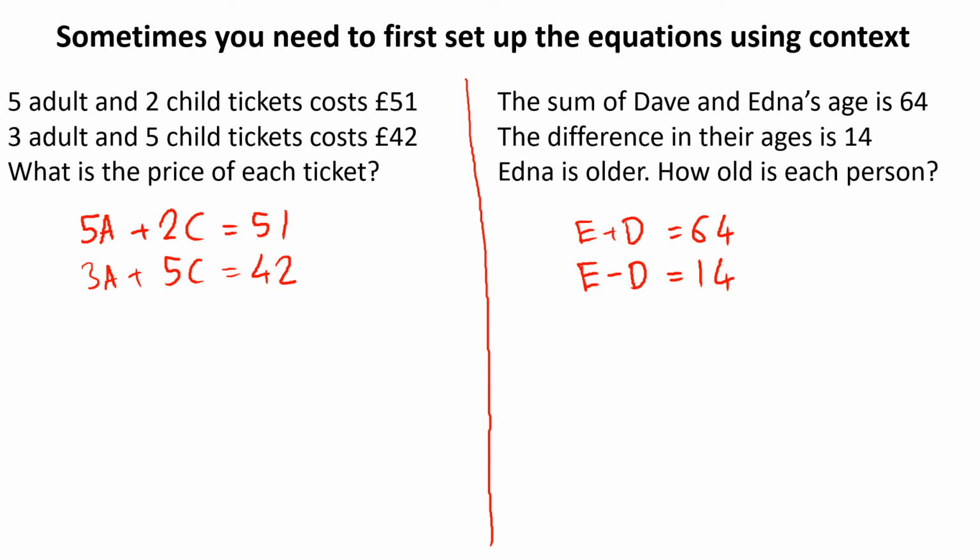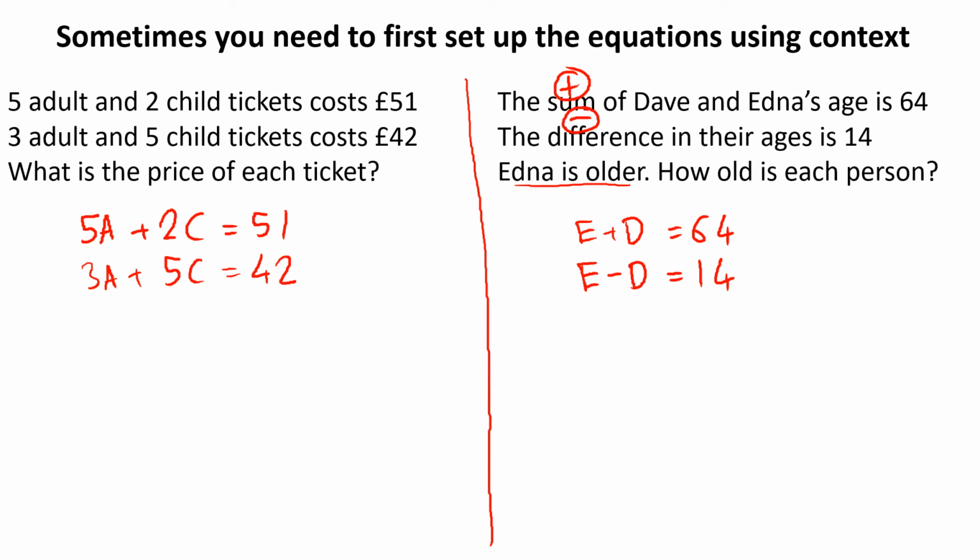So here's what we should have. And I think the first one's fairly self-explanatory. It's just reading off the numbers there, putting them in order. For the second one, you've got to understand, obviously, that sum means add and difference means subtract. And then the fact that Edna is older means that we have E minus D as 14 and not D minus E. Once you've done that, it's just a case of applying what we've already done.